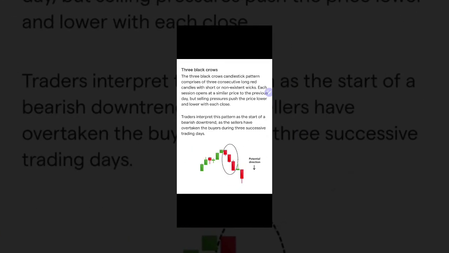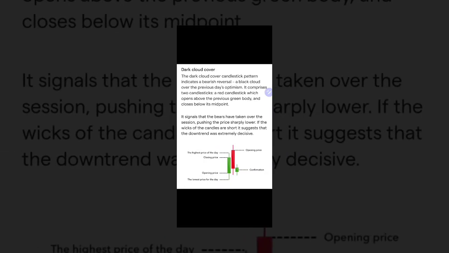But the three black crows would be: it opens at the same closing point as the run up and then drops, and then you have another one that drops, and then now you have a new lower low that is lower than your previous low, and that is a sign of a bearish direction. So I feel like these charts are okay.